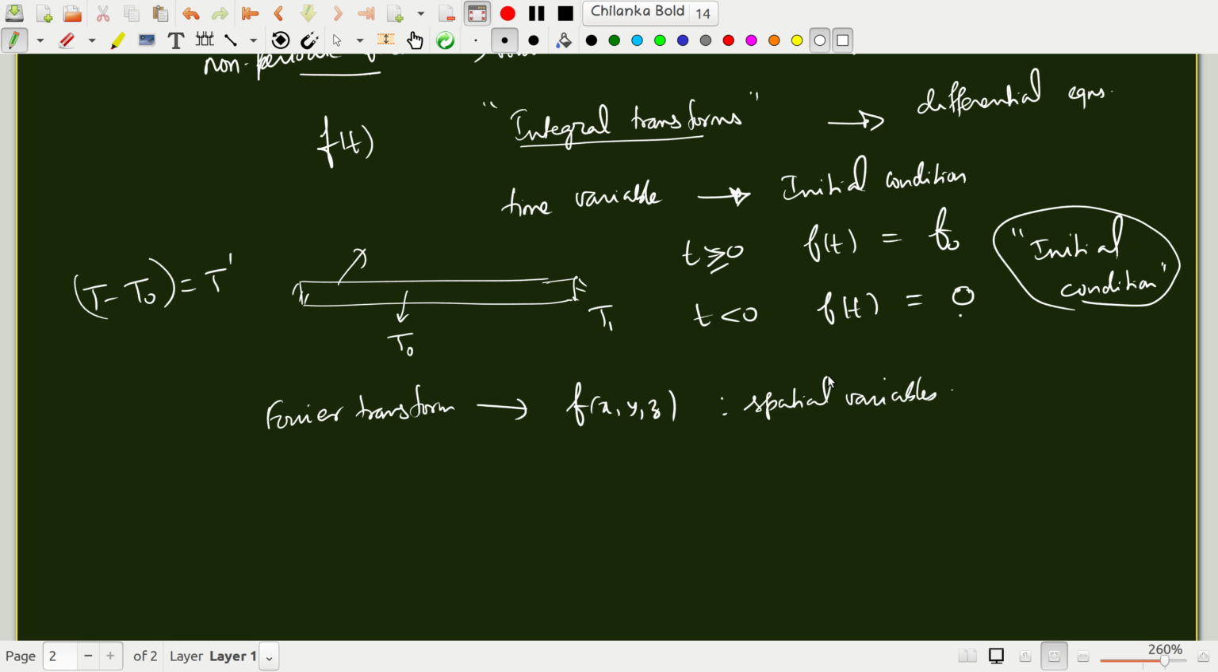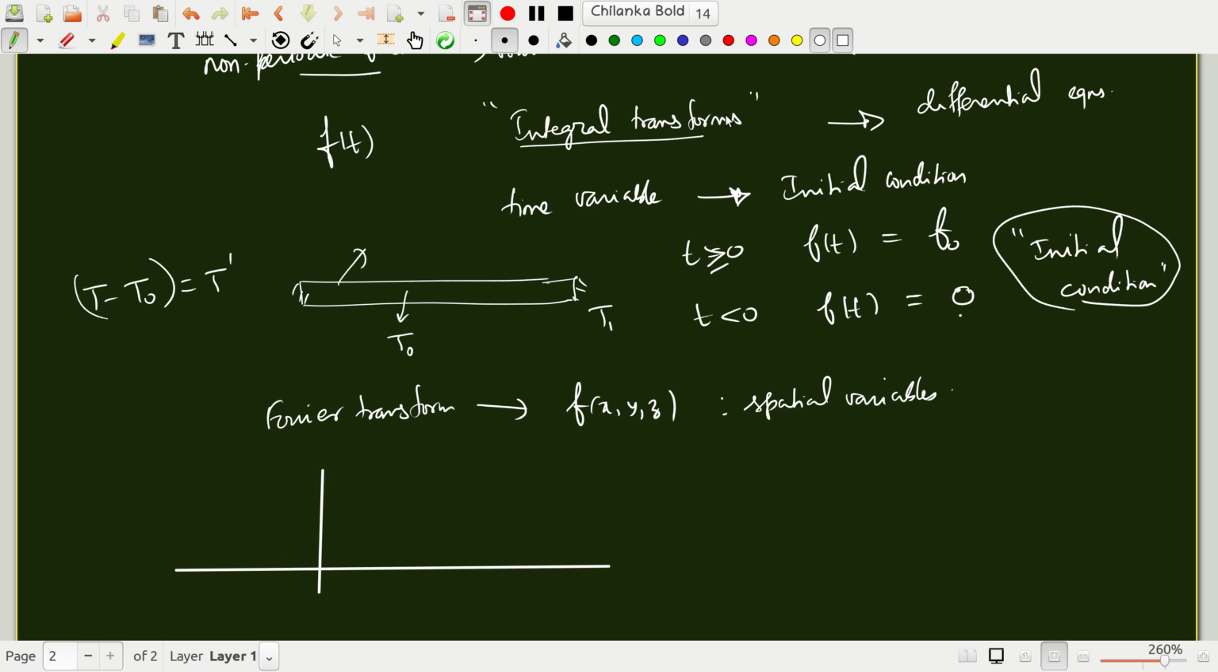Now the transform that we are going to discuss, which is the Laplace transform, is more suited for these kind of functions which are 0 for time t less than 0 and greater than or equal to 0 for time t greater than 0. Okay, so suppose I show you a function like this.